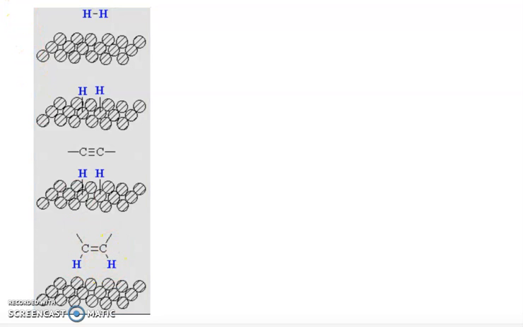Now that's great and all if we want that syn addition of hydrogen, but what if we want to make a trans-substituted double bond? Is there something else we can do to accomplish that? And the answer is yes. We can take our alkyne and we can react it with a mixture of sodium metal and liquid ammonia. And when we do that, we get the trans-substituted alkene.